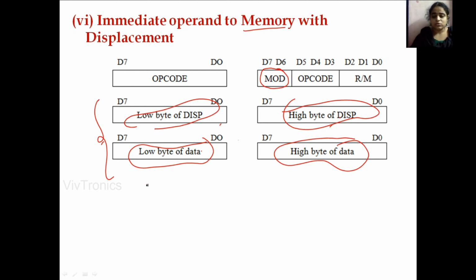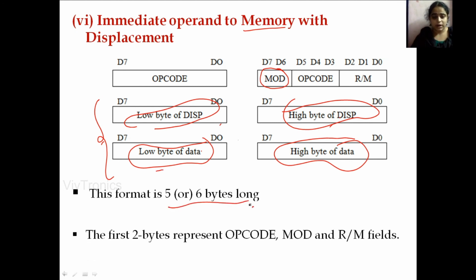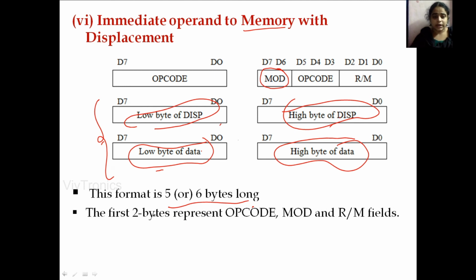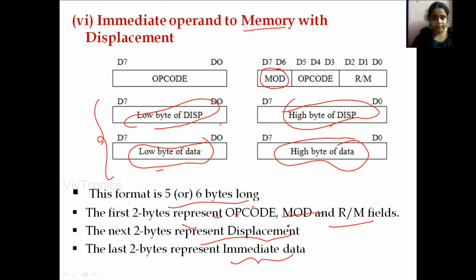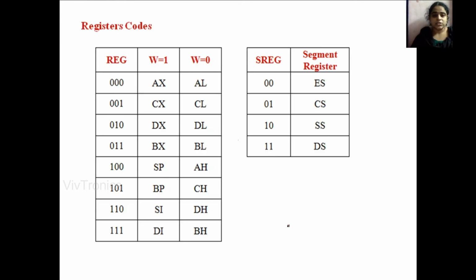This format may be 5 or 6 bytes long, and it is the longest instruction format here. The first 2 bytes represent the opcode, mod and R/M fields, and the next 2 bytes represent the displacement. The last 2 bytes represent the immediate data. If the displacement is 8-bit, then we will have only 5 bytes of instruction format, and if the displacement is 16-bit, then we will have a total of 6 bytes of instruction format.